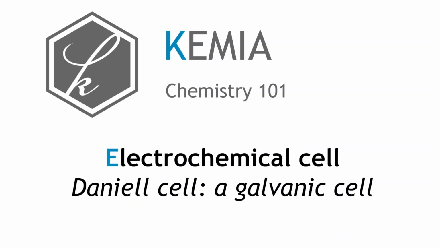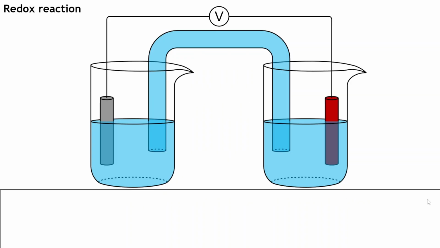In this episode, we'll be reviewing a galvanic cell, which is an electrochemical cell that converts chemical energy into electrical energy through a spontaneous redox reaction. Here we see a schematic picture of a Daniell cell.